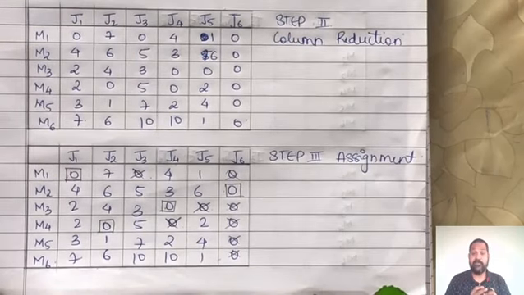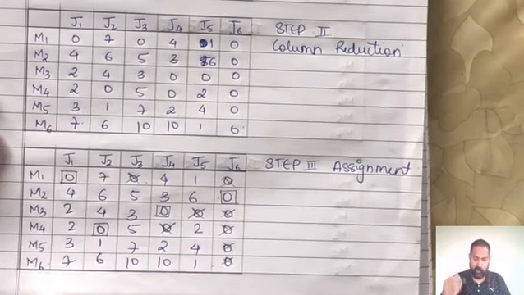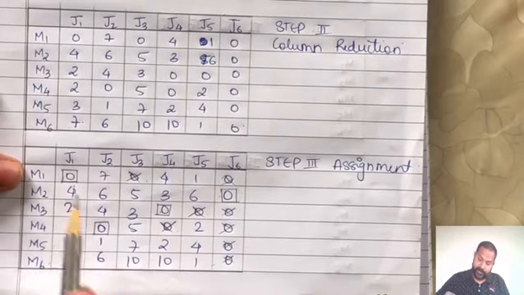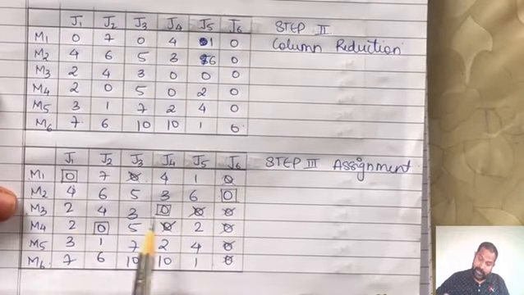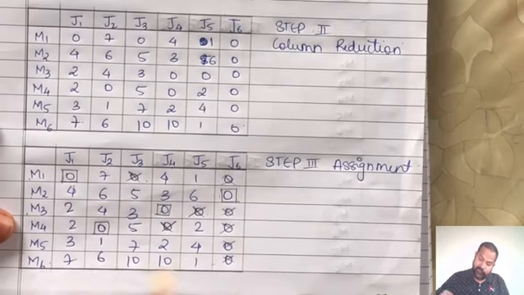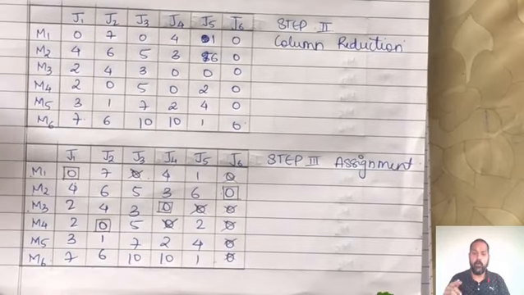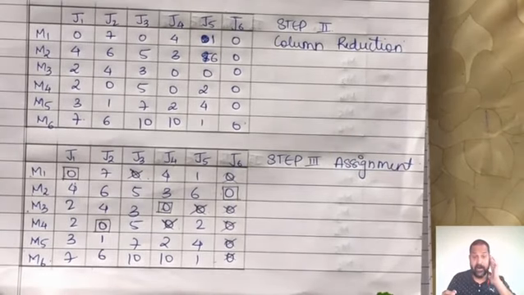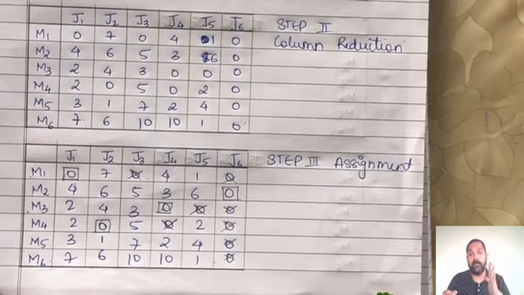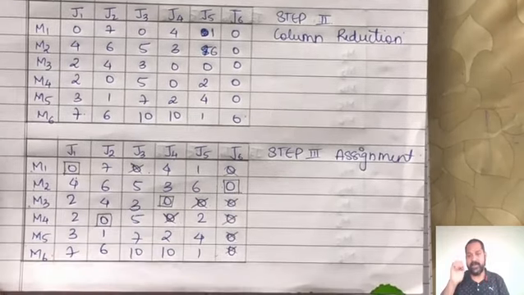Why? Because if optimal assignment was reached, the number of assignments would be equal to as many rows and columns I have. Or in other words, M1 has an assignment, M2 has an assignment, M3 has an assignment, M4 has an assignment, M5 and M6 do not have assignments. Well, then I'll have to start drawing the minimum number of lines to cover all the zeros, how many lines?